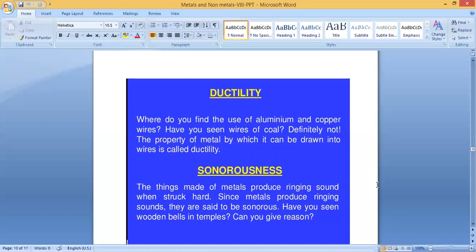When you take steel plates, spoons or aluminum vessels and strike them hard against each other, you will get the sound. That is known as sonorousness. So metals produce a ringing sound; they are said to be sonorous. There is a reason they ask the question: have you seen wooden bells in temples? No, because wood cannot make sound. We will use metals. Metals can make sound. That is known as sonorousness.